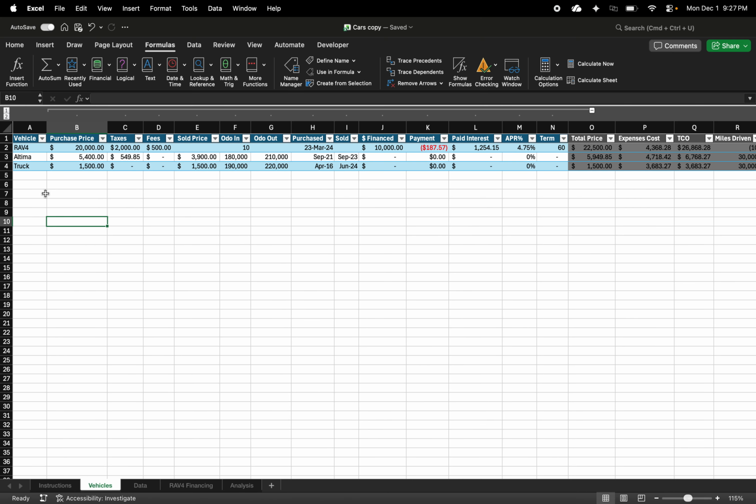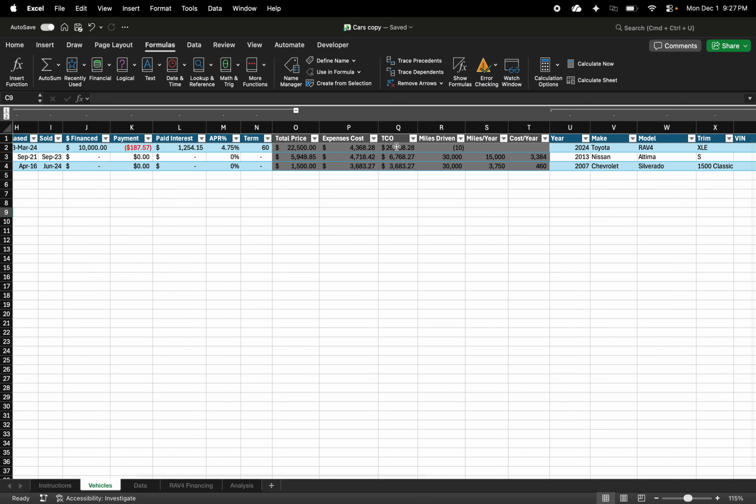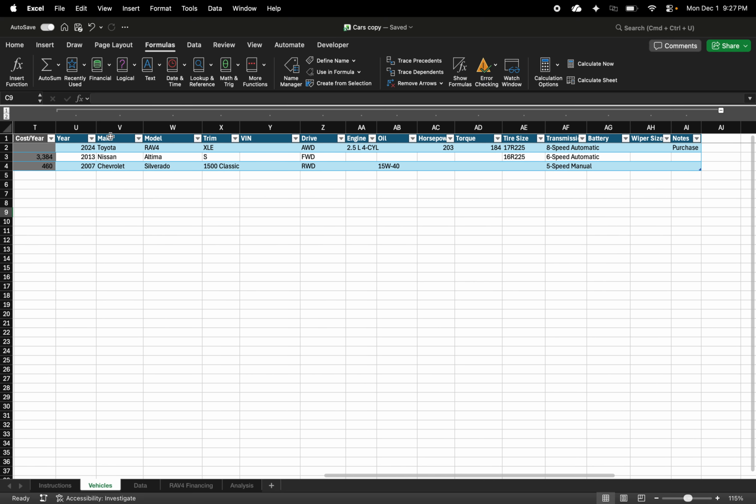So here are these vehicles, and these are actual vehicles that I owned. I've just changed some of the numbers, but I called this one the RAV4, and so what we bought it for, taxes, fees, the odometers, and then once I sell it, date sold, the amount financed if applicable, APR. Then I calculated some things here like total cost to own, how many miles were driven on it, miles per year, cost per year. And then here's a bunch of information on the vehicle: year, make, model, drive, oil, whatever is relevant.